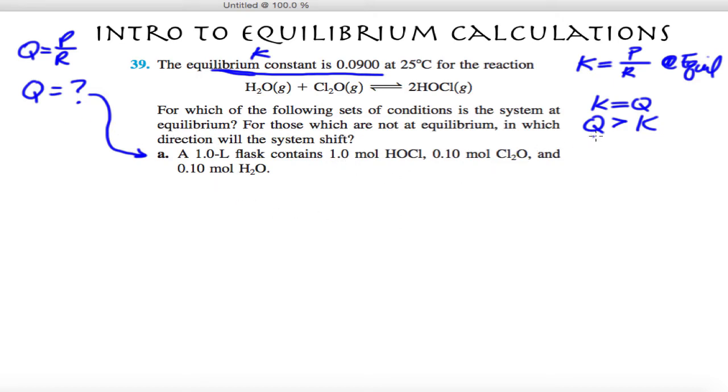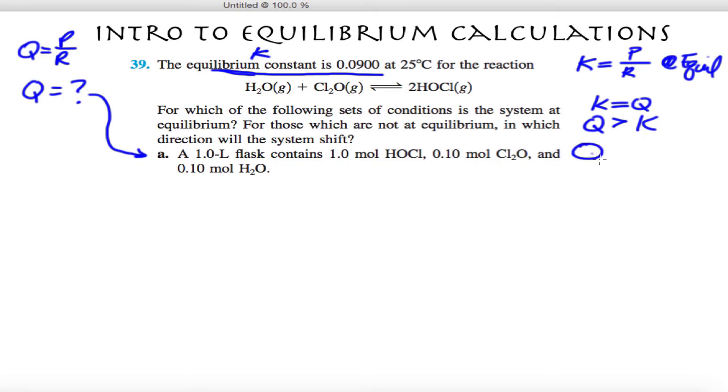Now if Q is greater than K, what that's telling me, if this value here, Q, is bigger than my value K, is that I have more products than I'm supposed to have at that particular point in time. So the reaction will shift to the left and will react to the left. That's what shifting is. Shifting means that the products, in this case, are going to decompose back into my reactants if Q is greater than K, to alleviate that excess amount of products that I have.